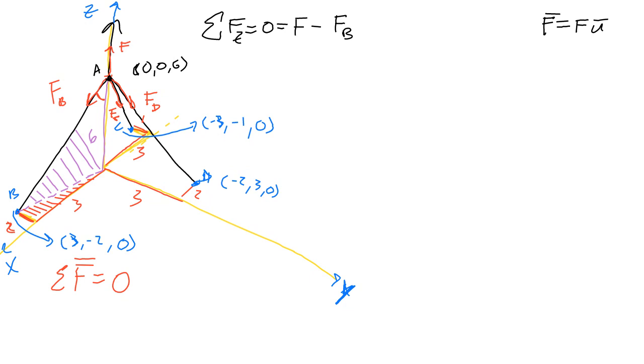Okay, so now that I've got each one of those, I have to make a unit vector that points this way. So it goes from A to B.